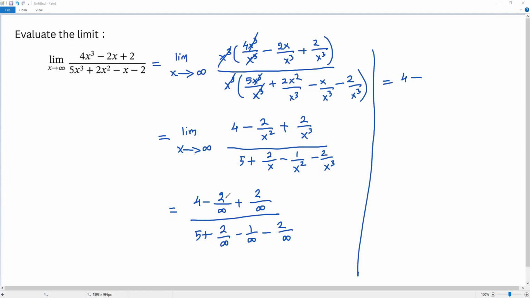4 negative. Whenever I divide a finite value by infinity, it will become 0. So then we get 0, positive 0. 5 positive, for this one will become 0, this one will become 0, this one will become 0. Because in all these cases, we divide a finite value by infinity, so it will become 0. 0, negative 0, negative 0. So we get 4 in the numerator, 5 in the denominator. So this is the evaluation of the given limit.